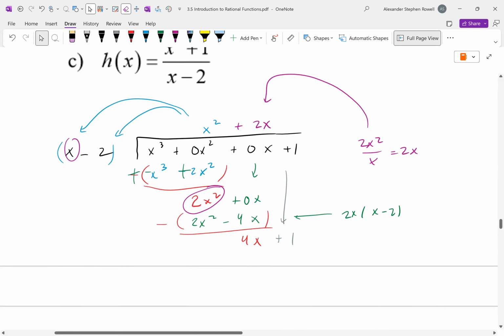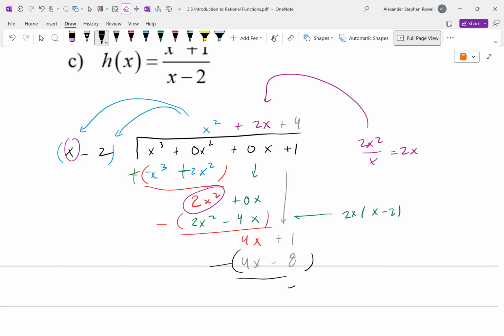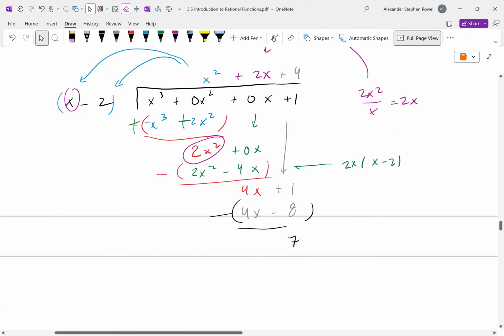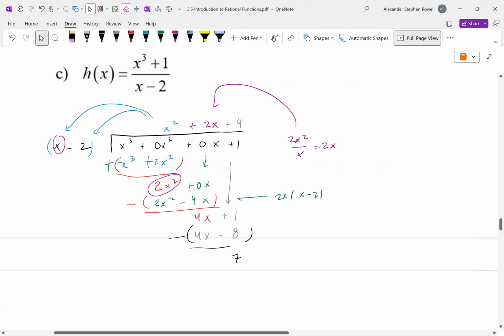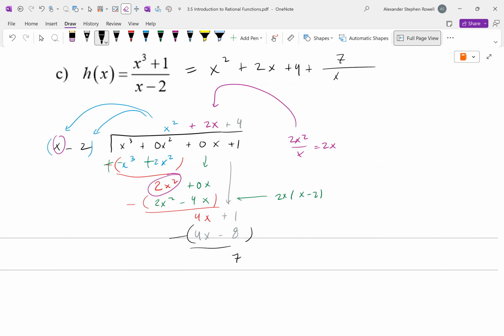And how many times does x go into 4x? Plus 4. And 4 times x minus 2? 4x minus 8. Let's subtract, and we get a remainder of 9. So what's the answer to this? For x minus 2. Is it 9? Yes, it's 9. Thank you.